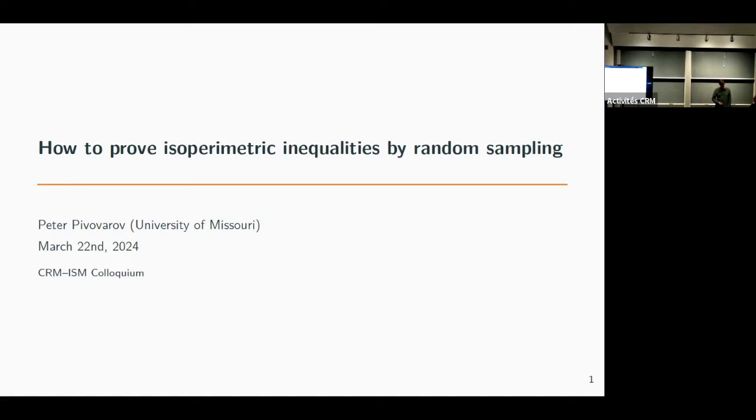And he is specializing in the area of asymptotic geometric analysis, and the one important feature that will be represented as well in today's talk is he combines techniques from probability, functional analysis, and convex geometry toward obtaining interesting geometric inequalities. So, Peter, please.